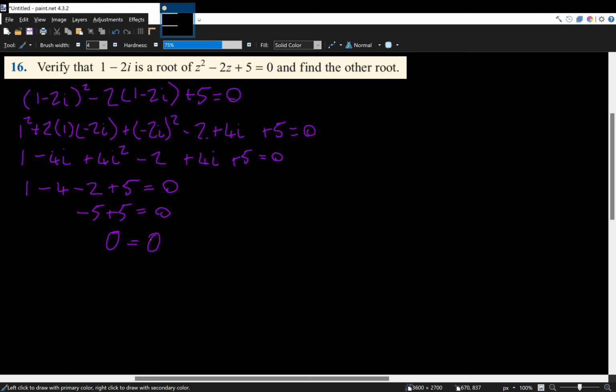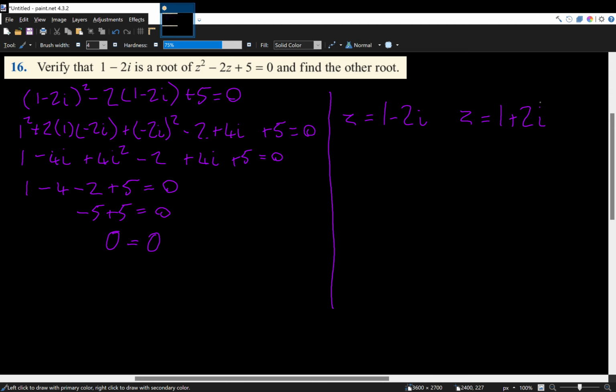So because this complex number 1 minus 2i has satisfied this equation, it means that it is definitely a root. And since it is a root, we can say for certain that the other root is going to be 1 plus 2i, because the roots always occur in conjugate pairs. So our roots for this are going to be z equals 1 minus 2i and z equals 1 plus 2i, like that.